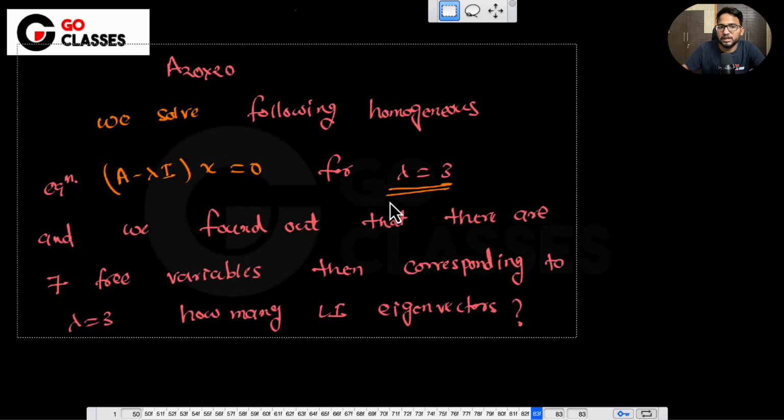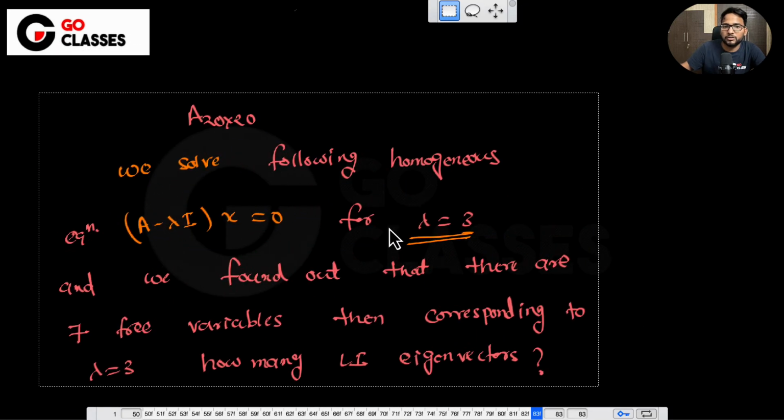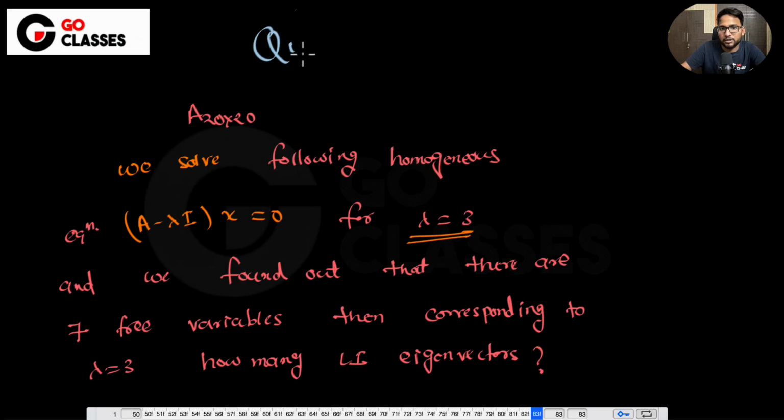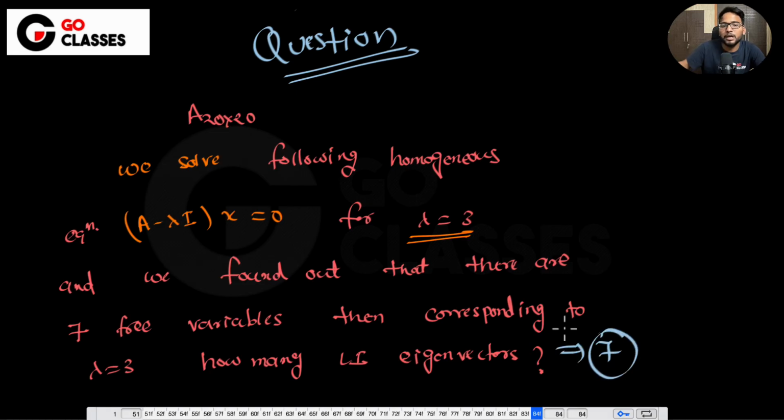So that's what this question is asking. I hope you understood this question. So let me write the question here. And what is the answer? Just 7. Very easy. Why? Because there are 7 free variables. So that's why corresponding to this lambda equal to 3 also you will be having 7 eigenvectors, right? 7 linearly independent eigenvectors.